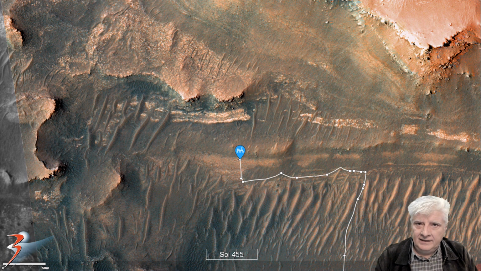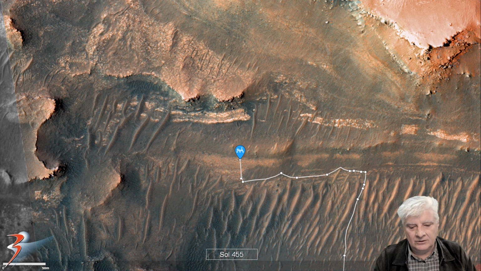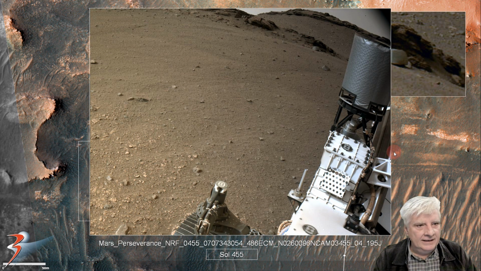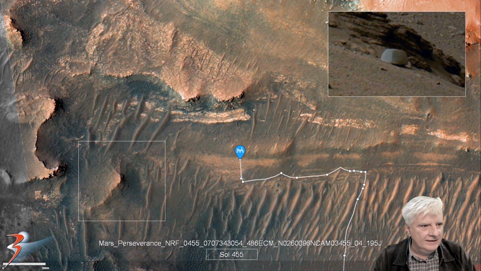And finally, the anomaly I discovered on Sol 455 in that region over there to the left. And there it is, folks. It sticks out like a sore finger. Nothing else like it in this area. It's got a very strange symmetrical shape to it as well.